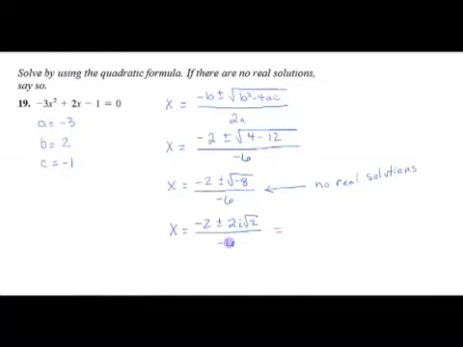Now I see that every term is even. I can divide a 2 out of each of those. So I get negative 1 plus or minus i square root of 2 all over negative 3. Now when I put this in a plus bi form, I get negative 1 over negative 3, which is 1/3, plus or minus the square root of 2 over 3 i.